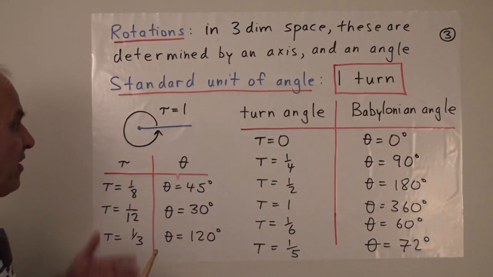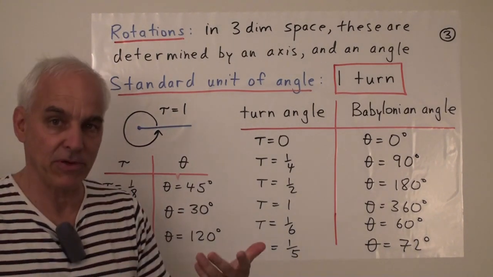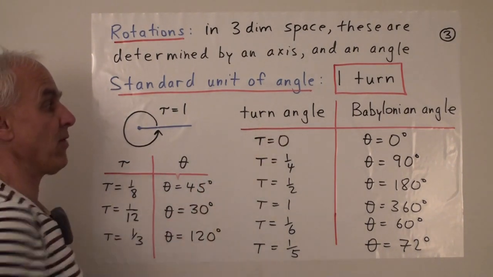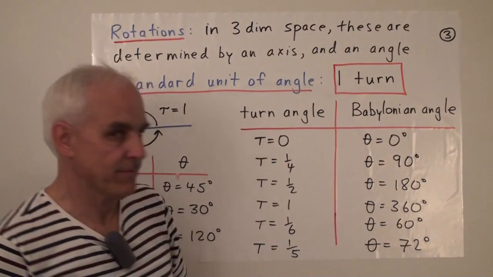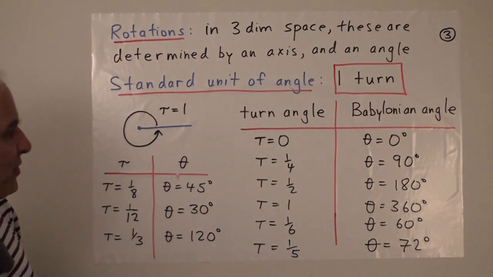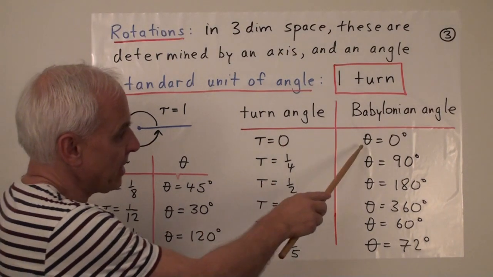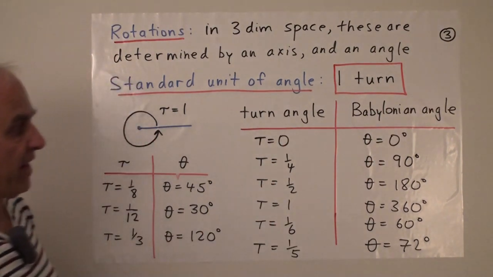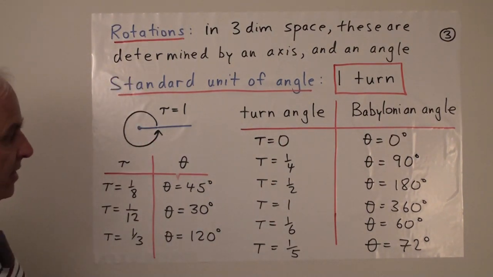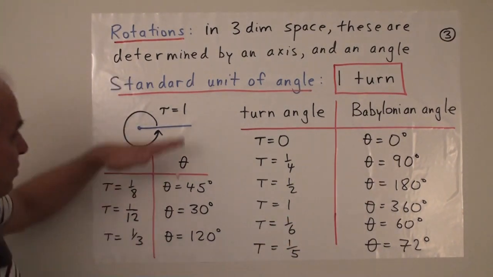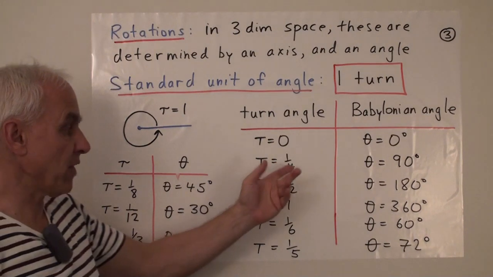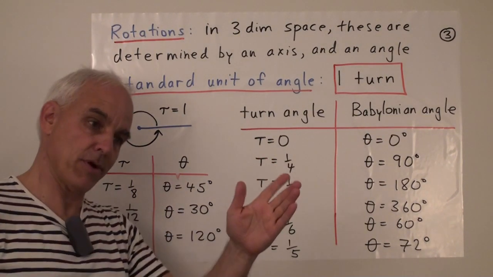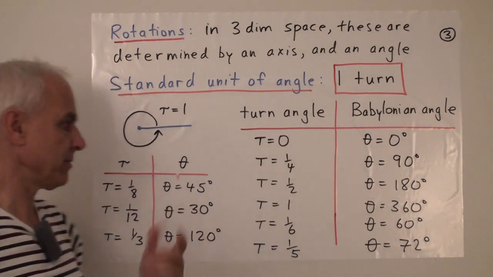And so we could talk about fractions of a turn or multiples of a turn in terms of being a turn angle. And we could compare that to the Babylonian angle, so that a turn angle of 0 is the same as a usual angle of theta equals 0 degrees. Theta equals 90 degrees is what we would call a quarter turn. So we'd say that that's a turn angle of a quarter, because we're going a quarter of the way all the way around.